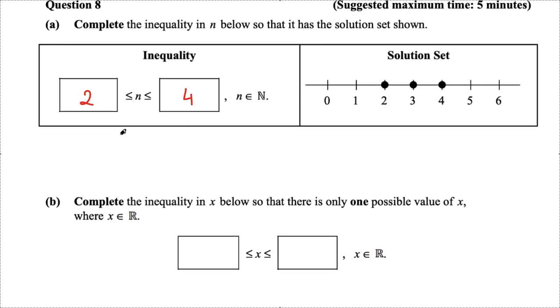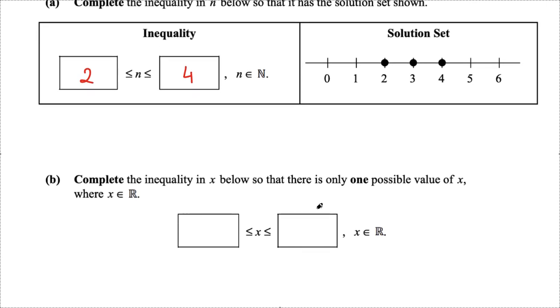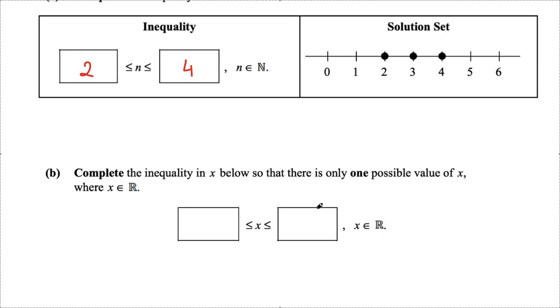It says complete the inequality in x below so that there is only one possible value for x. So thinking about this one, what does that mean? There's only one possible value for x, and it's an element of the real numbers. Well, in that case, we would be thinking that x must be greater than or equal to some number and less than or equal to another number. It can be any number that you want because it can be equal to any value, but you could just put the same value in there.